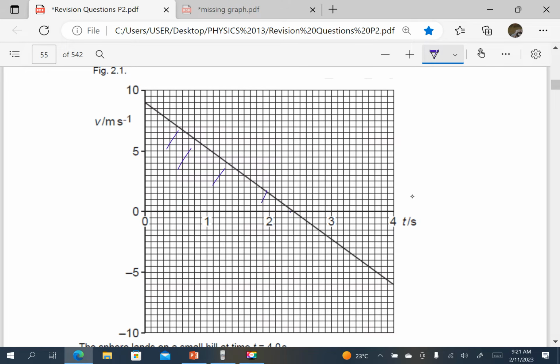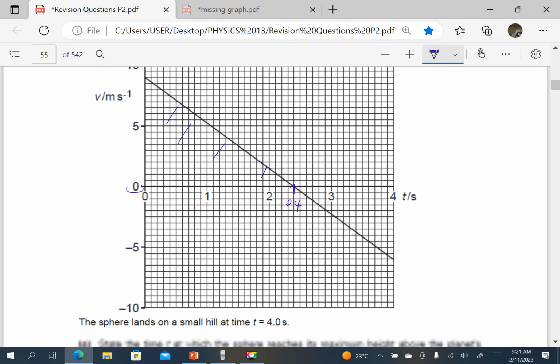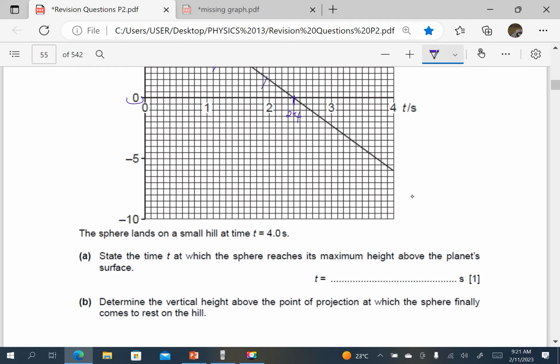When the velocity is 0, it has reached maximum height, which is at 2.4. The sphere lands on the small hill at t equals 4 seconds. State the time t at which the sphere reaches its maximum height above the planet's surface. So we have seen from the graph that it is 2.4.